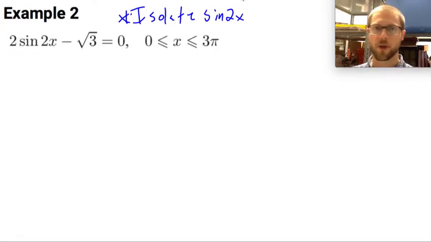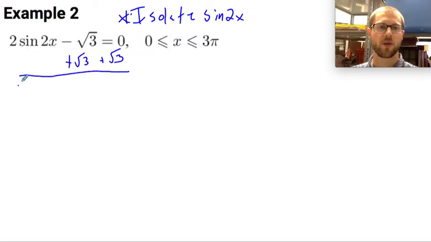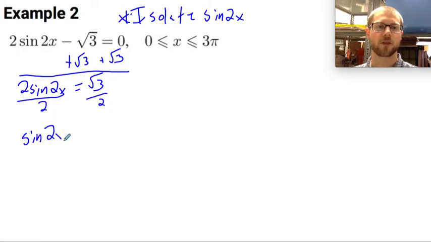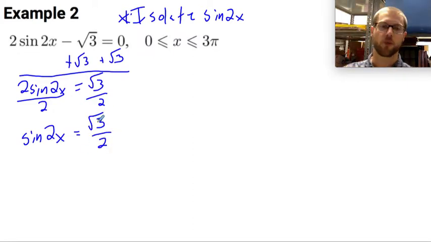So I'm going to start to just manipulate this equation by adding the square root of 3 to both sides. And then I'm going to divide out by 2. Now this is looking something a little bit more manageable. Sine of 2x equals the square root of 3 over 2. This looks like a special unit circle ratio, so I'm feeling pretty good about this.